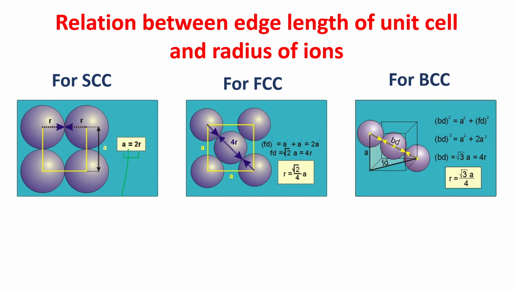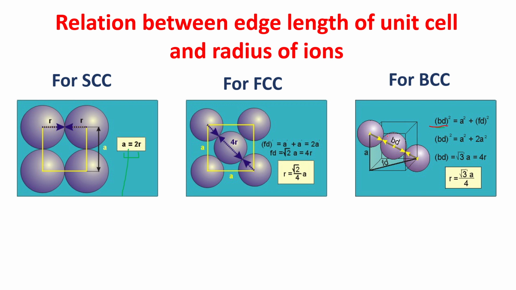For BCC, the molecule is present at the body center. So here we will consider the diagonal with the spheres touching the molecule present at the body center. That will be the diagonal of the cube. And for the diagonal of the cube, we apply the same Pythagoras theorem again. So BD square, BD over here is the hypotenuse.